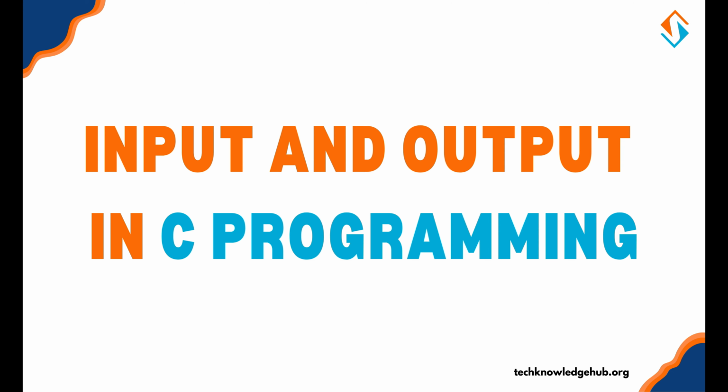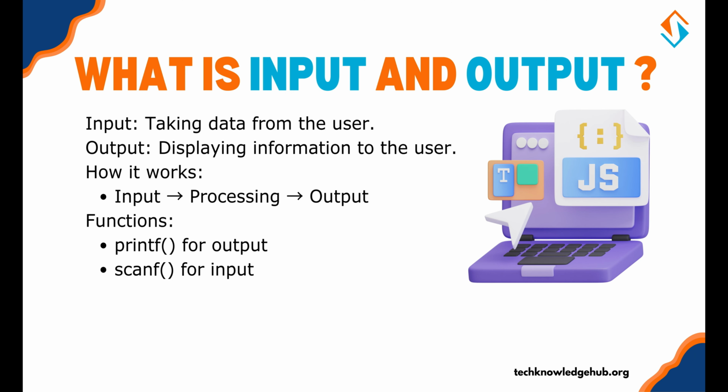Let's get started. What is input and output in C? In C, input refers to taking data from the user, while output involves displaying information back to the user. These are essential for creating interactive programs. In C, we achieve this using functions like printf for output and scanf for input.